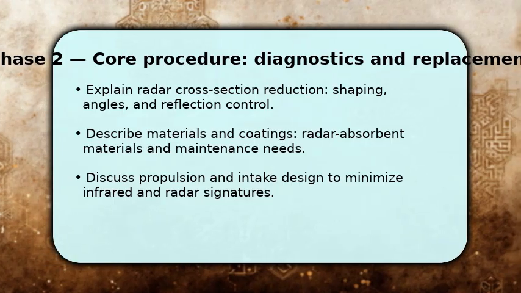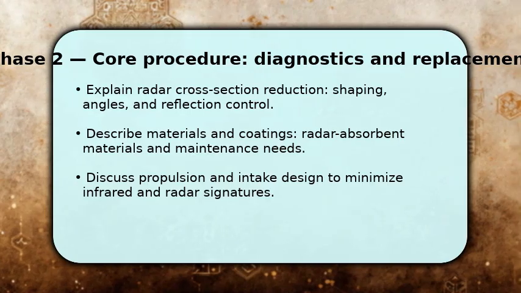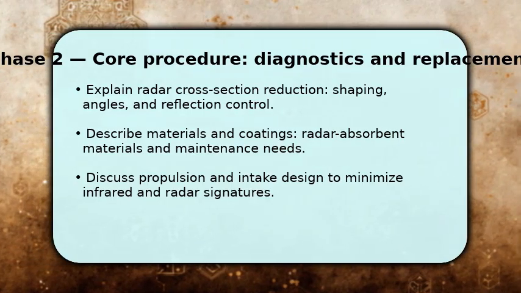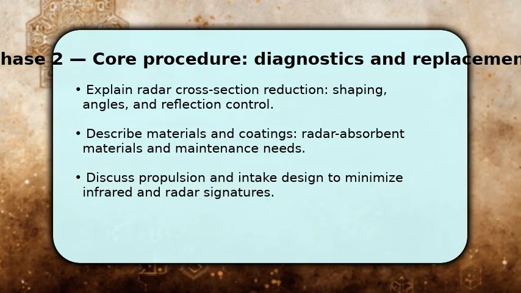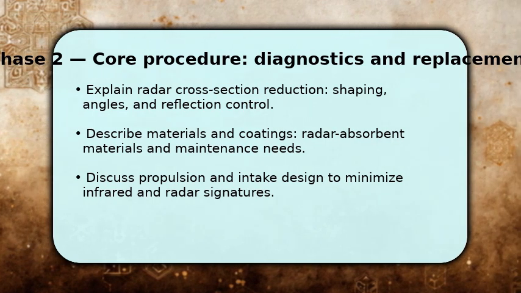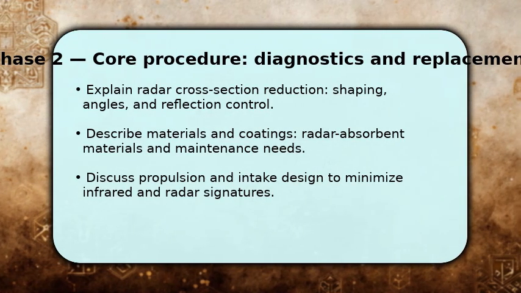They trade durability for signature reduction. Make sure to include propulsion compromises. Intakes and exhaust treatments reduce infrared and radar exposure but limit performance. By connecting each design choice to a detection threat, you'll see the trade-offs between stealth, aerodynamics, and operational utility.